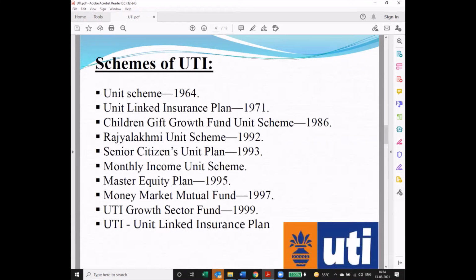Unit Scheme 1964, Unit Linked Insurance Plan 1971, Children Gift Growth Fund Unit Scheme 1986. This lasted for 20 years. Rajya Lakshmi Unit Scheme. This was again associated with the girl child. Started in 1992, lasted till 2010.